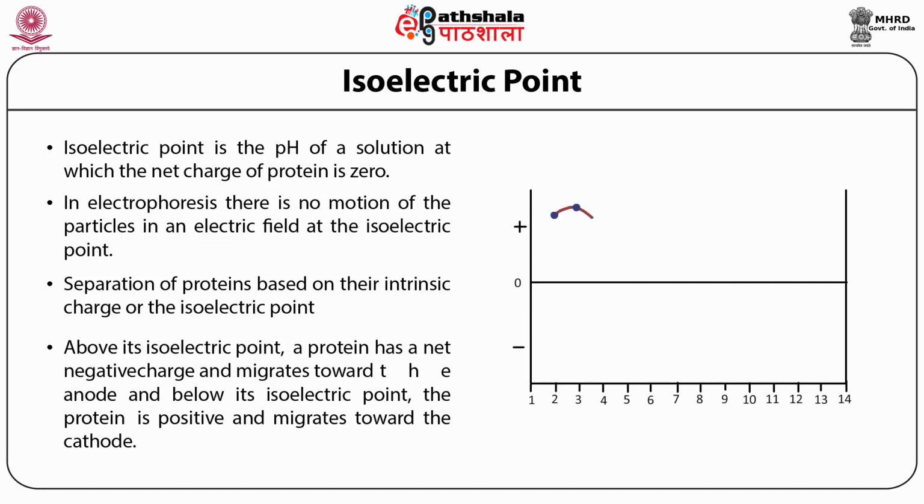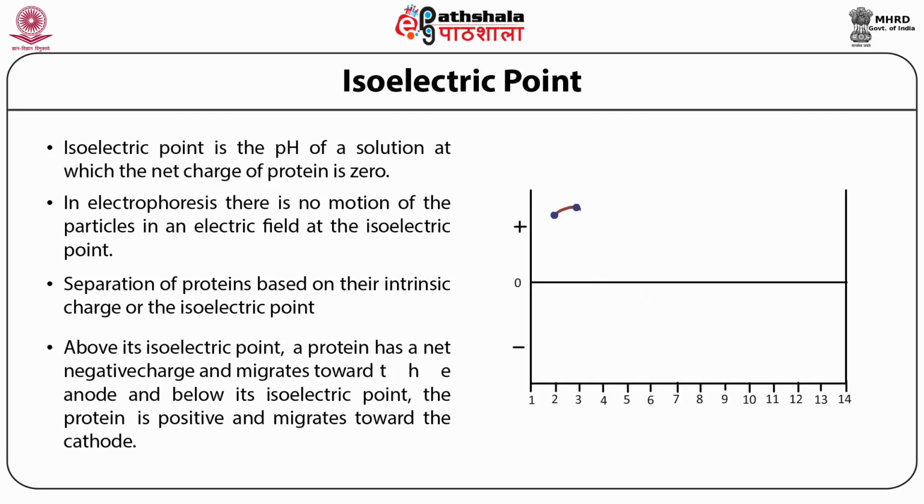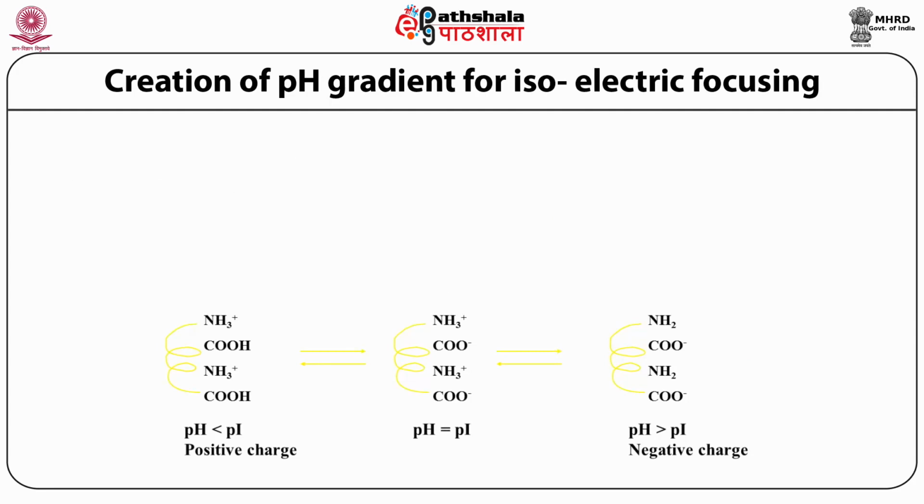The first dimension separates proteins based upon their isoelectric charge. This is the first dimension. Proteins are subjected to isoelectric focusing. You need to have a gradient of pH between the two ends of a strip. So how is this gradient created for isoelectric focusing on the IPG strip?